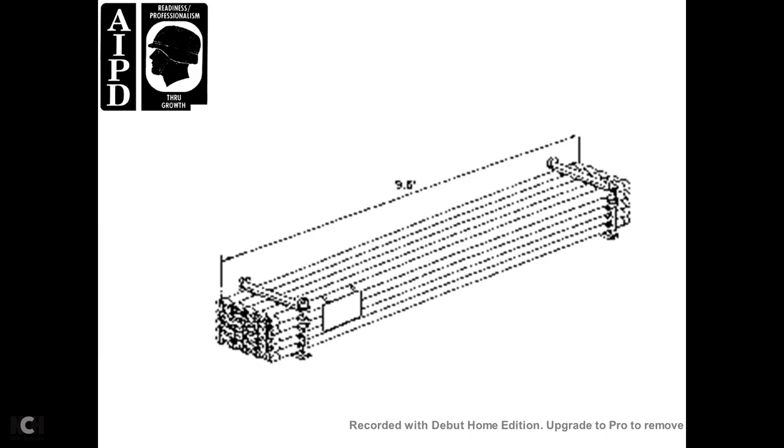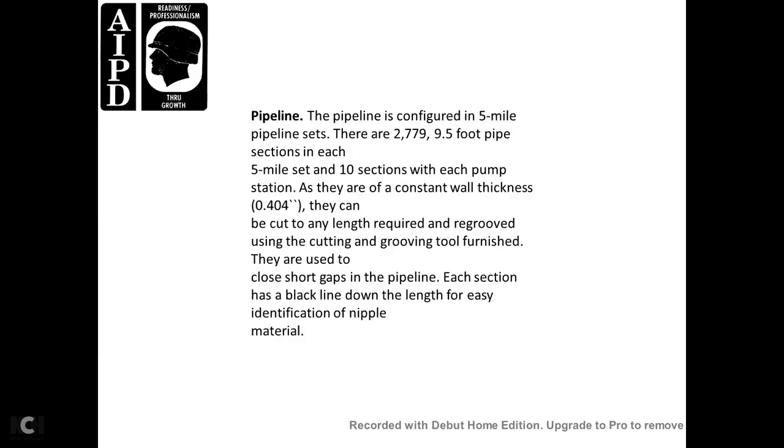This shows a stack of pipes. The pipeline is constructed with 5-mile piping sets that are 2,779 by 9.5 foot sections. Each 5-mile set has 10 sections with each pump station. They have a constant wall thickness of 0.404 inches and can be cut to length. The required regrooving is done with the cutting and grooving tool furnished. They are used to close short gaps in the pipeline. Each section has a black line down the length for easy identification of the nipple material.